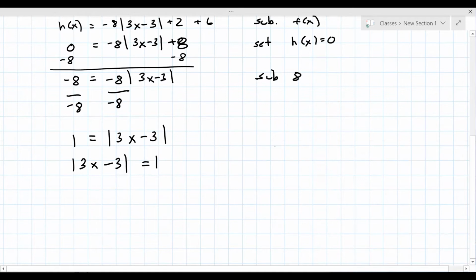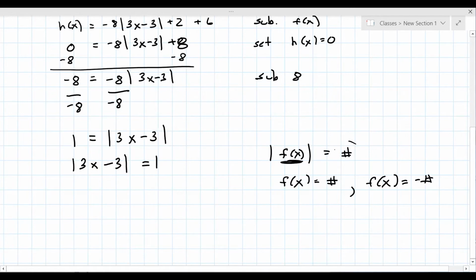And then we're going to use a property of absolute value. So the property is I've got something inside here, I'll call it f of x for lack of a better name, and this equals a number. So we set this thing inside the absolute value, f of x, equal to that number. And then we also set it equal to the negative of that number. Now this assumes that this number right here is actually positive. We're not going to get into any special cases today, but that means we're going to set 3x minus 3 equal to 1, comma, 3x minus 3 equal to negative 1.